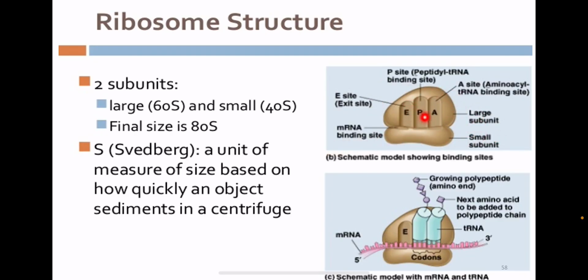And the larger subunit has three tRNA binding sites: the A site, P site, and E site. A is the aminoacyl tRNA binding site, meaning a tRNA that carries an amino acid. The P site is the peptidyl tRNA binding site, where peptide bond formation, or polypeptide synthesis, takes place. And the E site is the exit site, where the just-used tRNA will be pushed so that it will leave. Then another tRNA comes in.